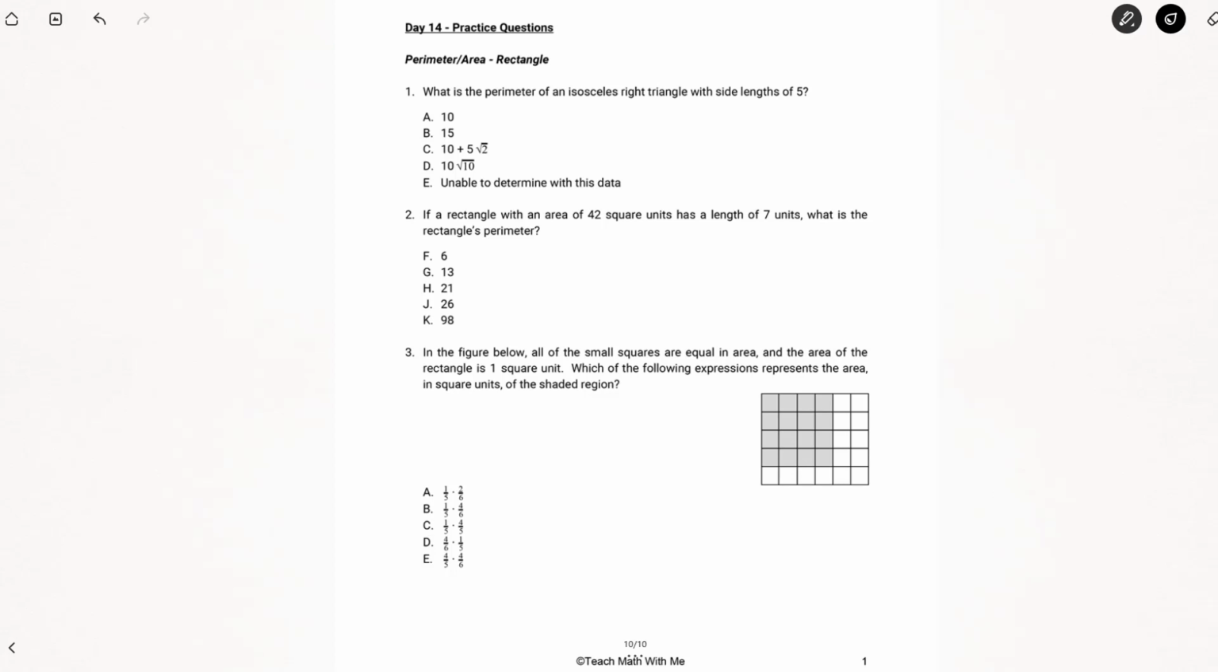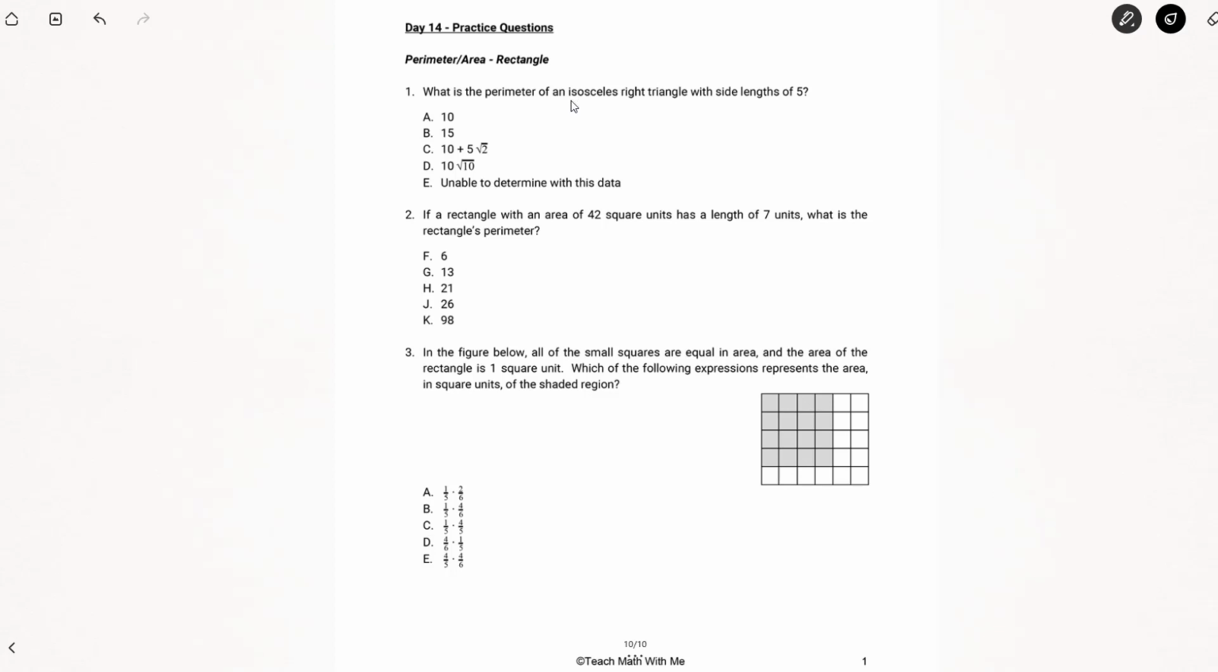Let's take a look at the practice questions on perimeter and area of a rectangle. The first question says, what is the perimeter of an isosceles right triangle with side lengths of 5? So we have some important information here given in our question.